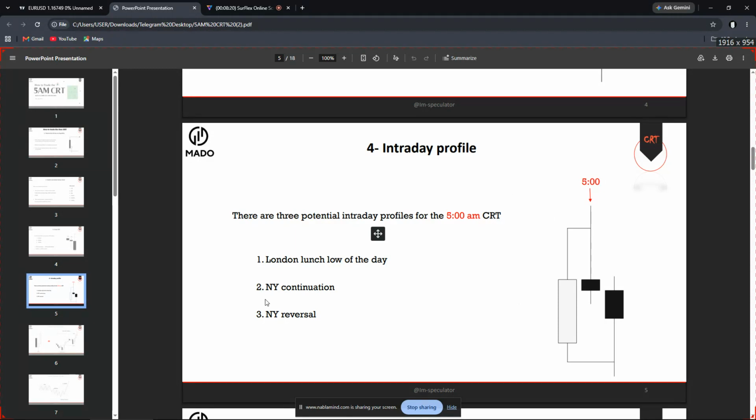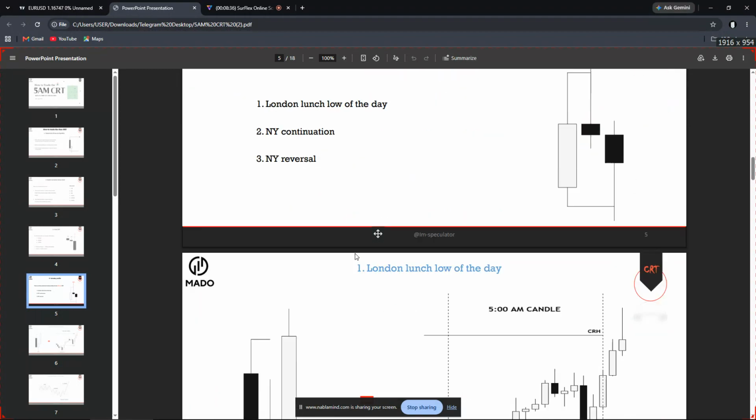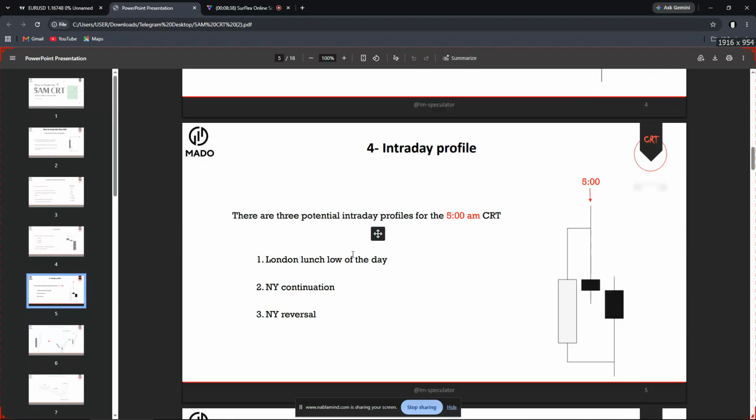And the 5 a.m. candle can also serve as a New York continuation, whereby the 1 a.m. formed the high of the day, then the 5 a.m. formed as a range, then the 9 a.m. it continues. So, without wasting much of your time, let us go into the chart as I give you guys more examples and break it down in a simple manner.